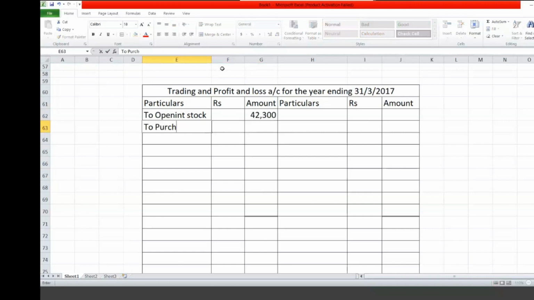To purchases. What is the amount of purchases? 45,000. Less returns. What is purchase returns? Purchase returns, you can find that on the credit side. Sales returns will be on the debit side. Purchase returns will be on the credit side. What is the amount? 1,440. Now subtract 45,000 minus 1,440. It is 43,560.